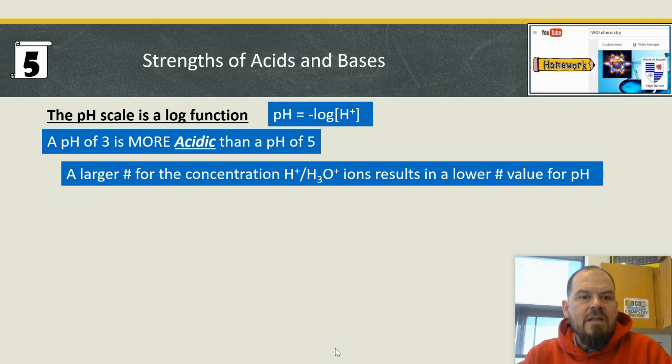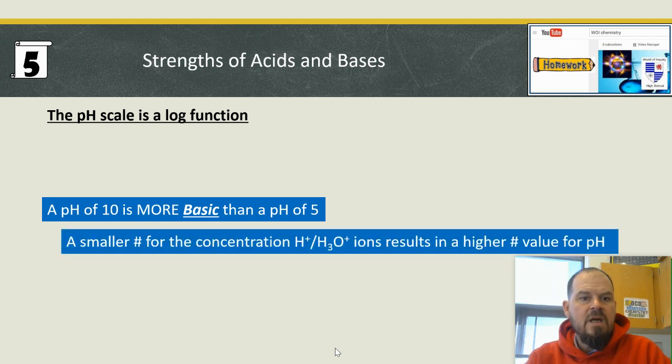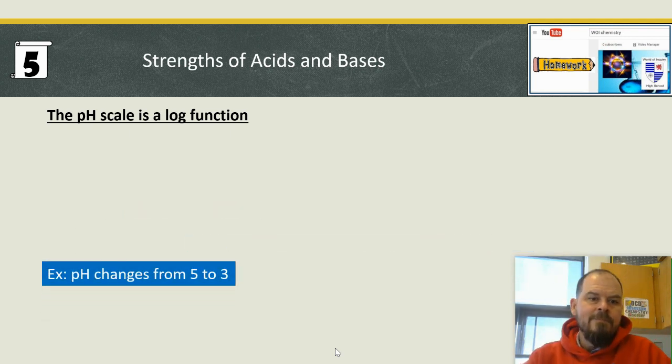Okay. A larger number of concentration results in a lower value for pH. So the more acidic I get, the more towards 0 I go. pH of 10 is more basic than a pH of 5, obviously. It's going the other way. The smaller the number, the concentration results in a higher value. Okay, there is such thing as called pOH, but we're not going to go there.